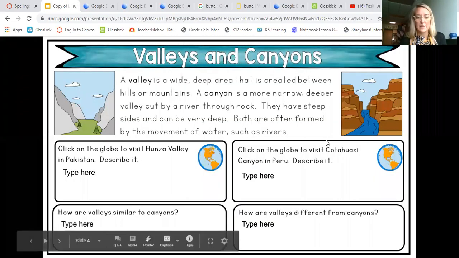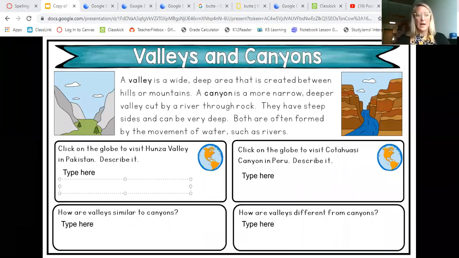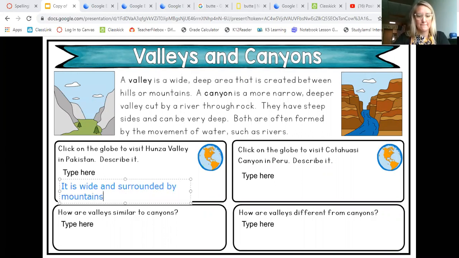So let's go ahead and fill in what we saw. So the valley, it is wide and surrounded by mountains. Go ahead and write that in your class notes.